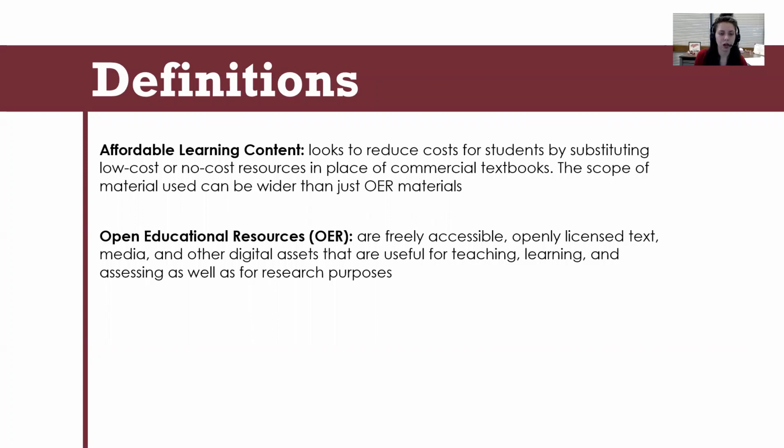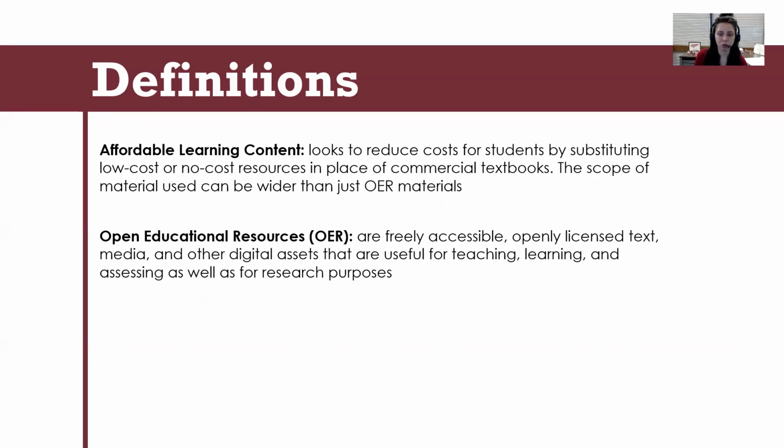Examples of affordable learning content include library resources like books, ebooks, electronic scholarly journals, magazines, online newspapers, and videos, all of which can be used for course instruction. These materials have already been purchased by the library and are free for students and faculty to use and access.